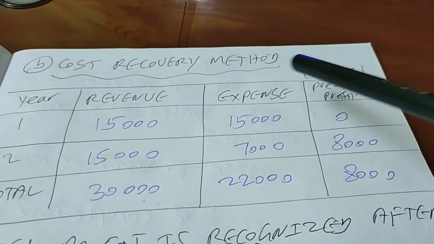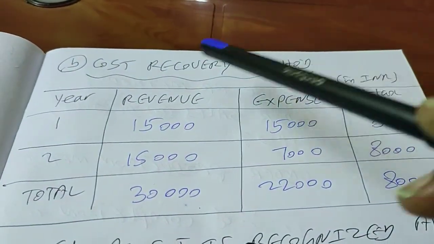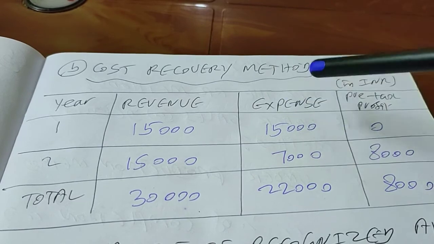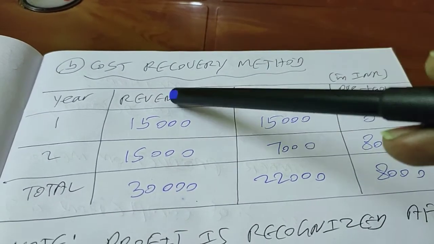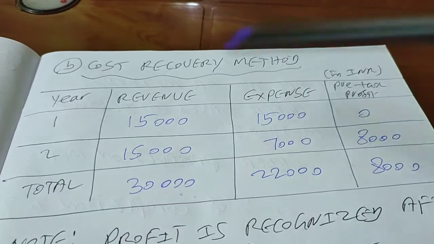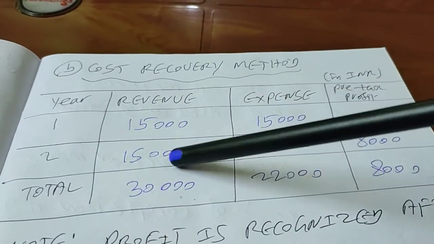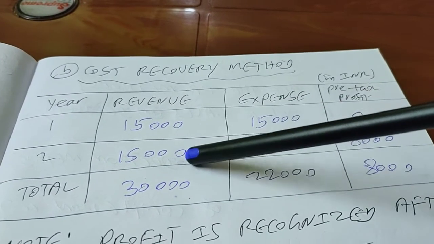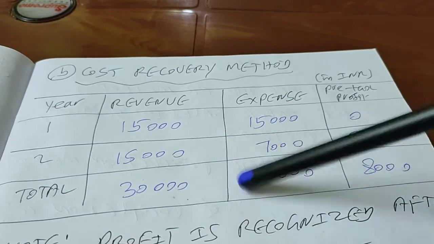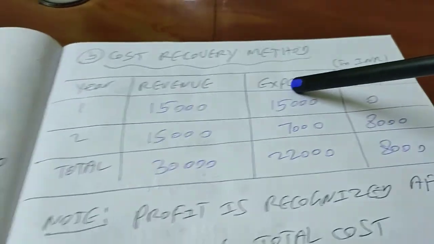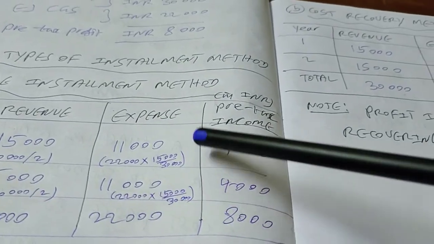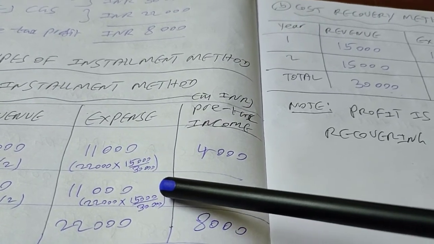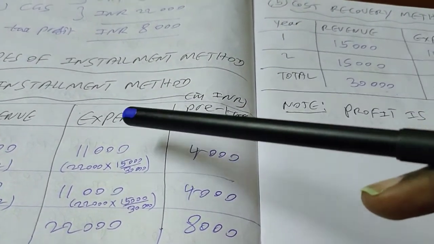I take you to the last method, which is known as cost recovery method. Look at the name, you will understand the meaning of this method. Profit is recognized only after recovery of total cost. So if you are going to follow cost recovery method, let's make a table. Year 1 and 2 revenue, there is no change in it, because he is going to make 2 equal installments of 15,000 at the end of year 1, 15,000 at the end of year 2. So total is 30,000. Now when it comes to expense, if it is pure installment method, it is in the proportion of current year revenue to total revenue. That means 15,000 by 30,000 into total cost of 22,000, that has given you 11,000 each.